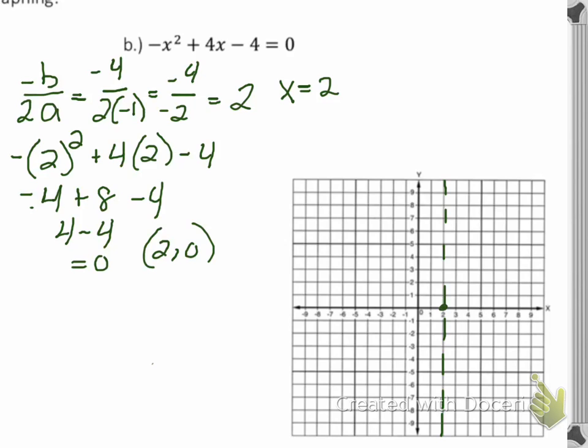There's my vertex, and I know my y-intercept is -4 because that's my c value, and I can reflect that. And what's super convenient about this one is I don't need to plug in any extra points to see where the line is going to cross the x-axis, because my vertex is on the x-axis, and so my answer is 2, 0.